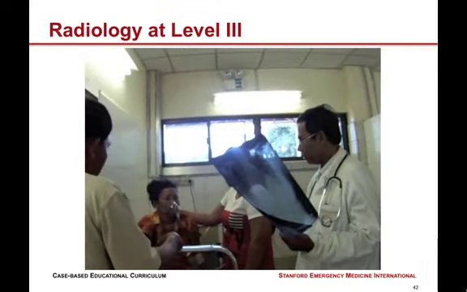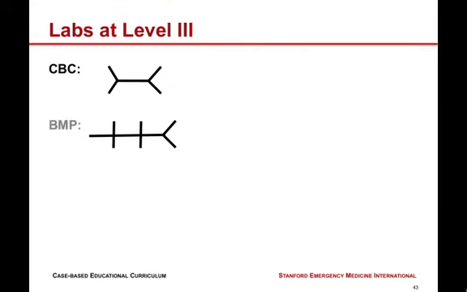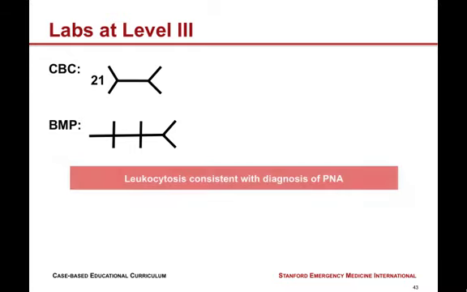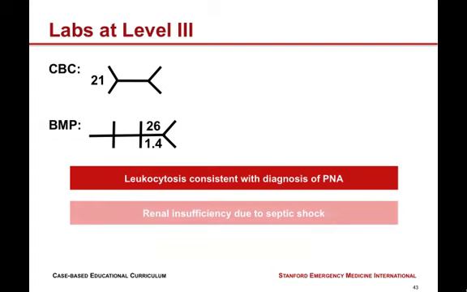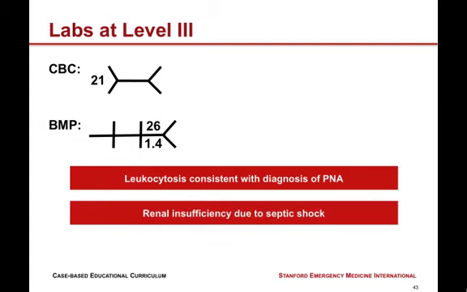In addition, the labs confirmed your diagnosis. The patient has a leukocytosis of 21, consistent with infection. The patient has renal insufficiency, likely because of the low blood pressure caused by the pneumonia, leading to septic shock.